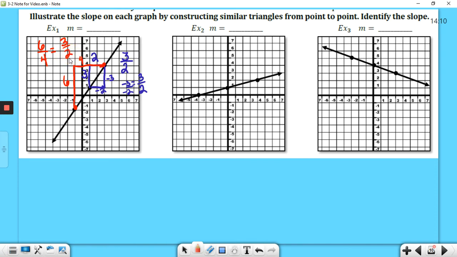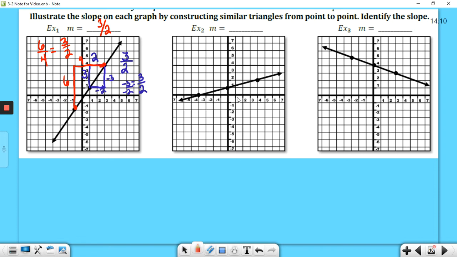So we still have the same rate of change no matter what 2 points we use, but it's less counting if you use 2 that are closer together. So I'll typically choose 2 points that are closer to one another. So the slope of that line is 3/2. It's a positive line and it's going up. So our slope is positive.